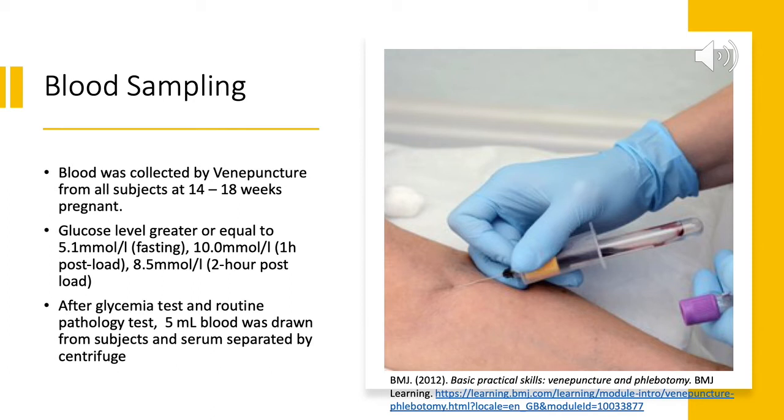After the glycemia and routine pathology tests, 5 millilitres of blood was drawn from the subjects and the serum separated by centrifuge.